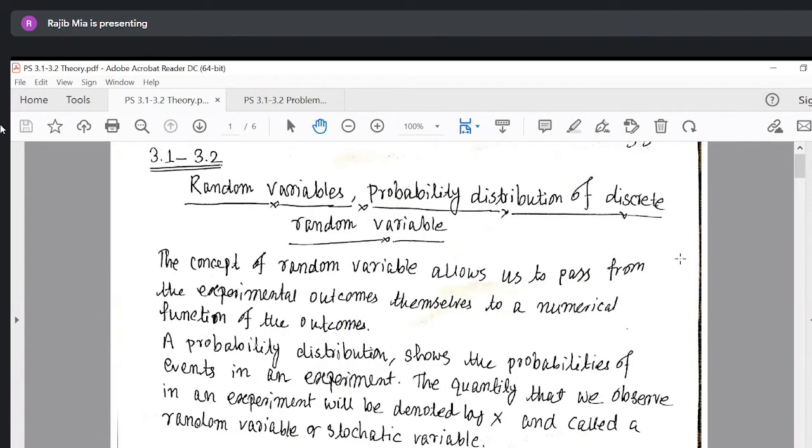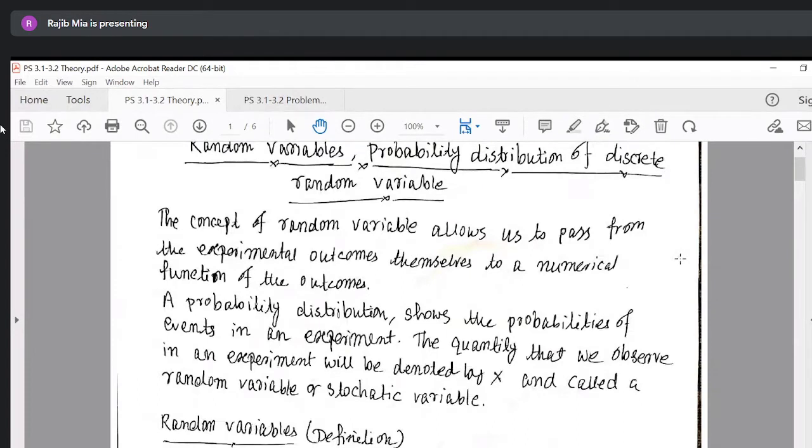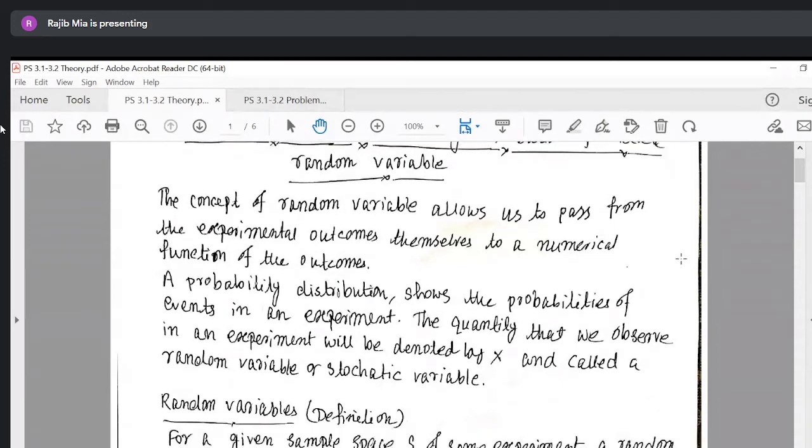So the concept of random variable allows us to pass from the experiment outcomes themselves to a numerical function of the outcomes. That is, using a random variable we assign to each outcome a real number. You know the set of real numbers, right? The quantity that we observe in an experiment is denoted by capital X, and it is called a random variable or stochastic variable.